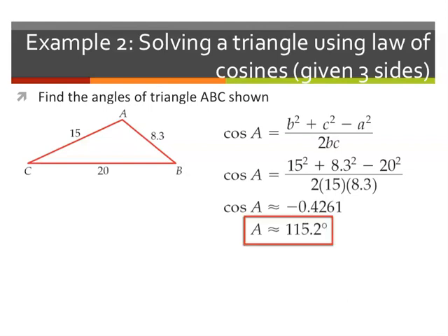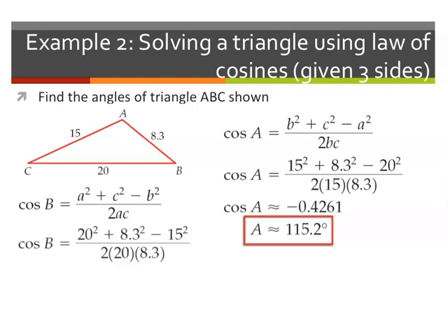Okay, so that's one angle measure. Let's find another angle measure. Let's say we'll find angle B. So cosine B is equal to a squared plus c squared minus b squared all over 2ac, so that's 20 squared plus 8.3 squared minus 15 squared all over 2 times 20 times 8.3. Again, put the numerator all in parentheses, put the denominator all in parentheses, divide, and we get cosine of B is equal to about 0.7346. Use inverse cosine to find the measure of angle B. That comes out to be about 42.7 degrees.